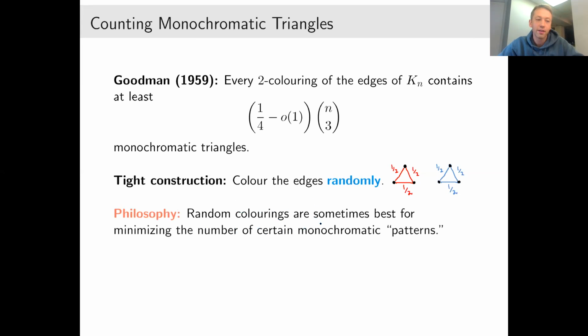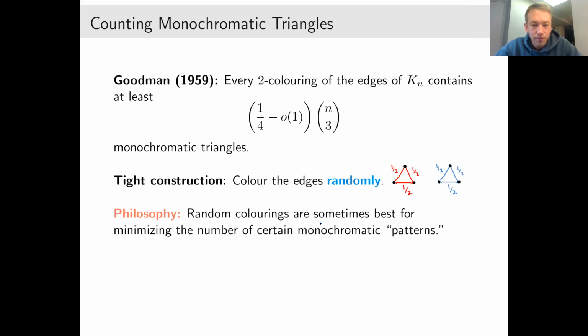So the philosophy here that you should take away from this is that random colorings are sometimes very good for, well, avoiding monochromatic patterns. But in this setting, we can't fully avoid them. But when you can't avoid monochromatic patterns, random colorings are still quite good for minimizing the frequency of monochromatic patterns. So in particular here, if your pattern is a triangle and you have 2 colors, then random colorings are very good.